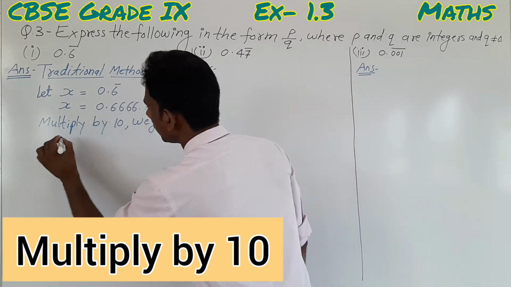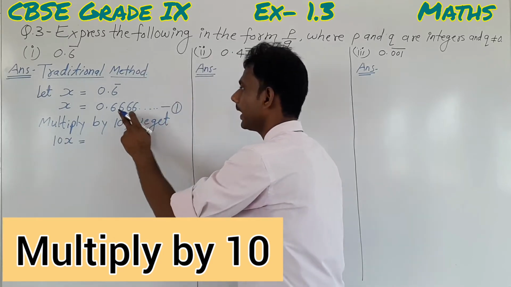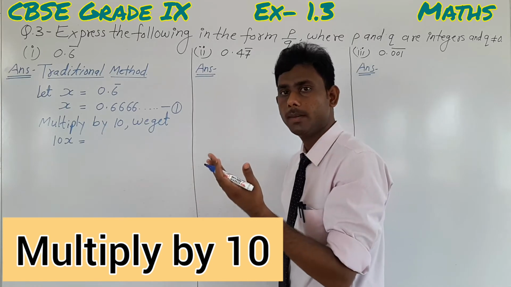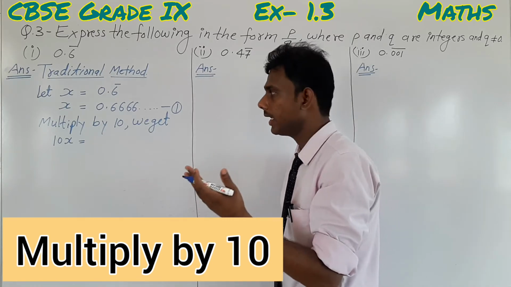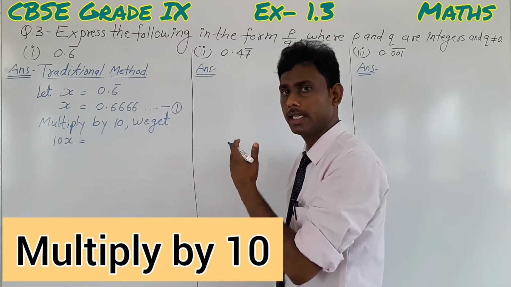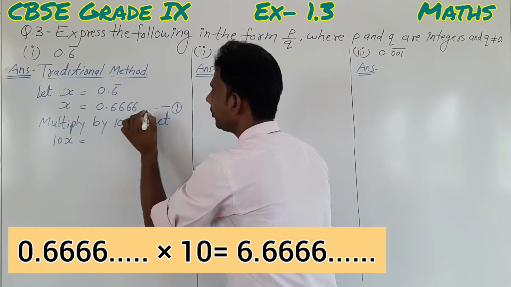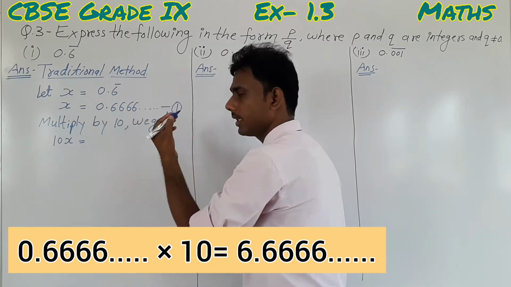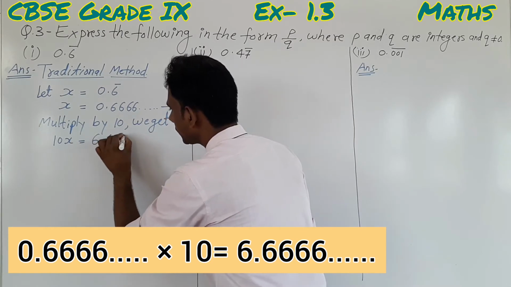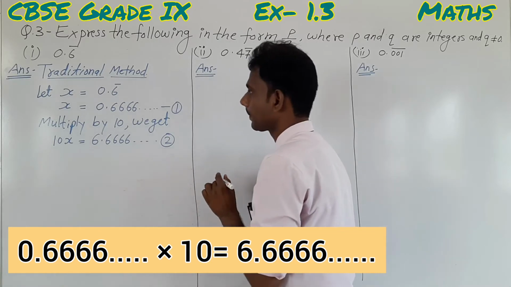Left hand side, 10x is equal to, when we multiply the right hand side by 10, as we know that if you multiply any number by 10, the decimal moves one digit to the right. So 0.666... becomes 6.6666... This is equation 2.